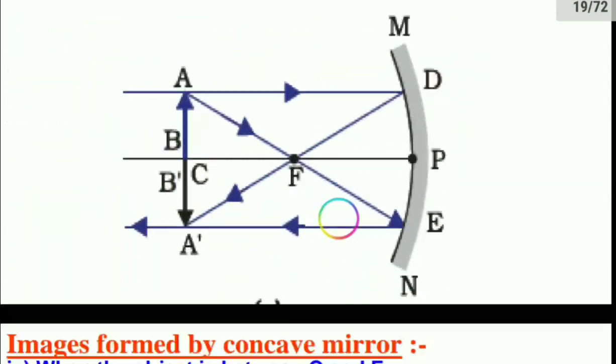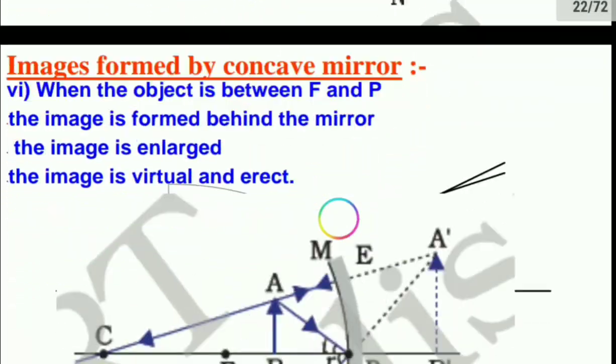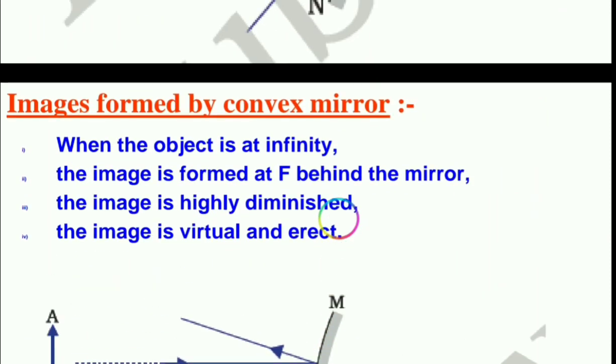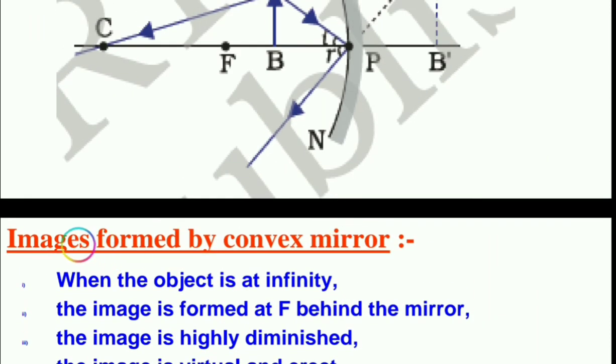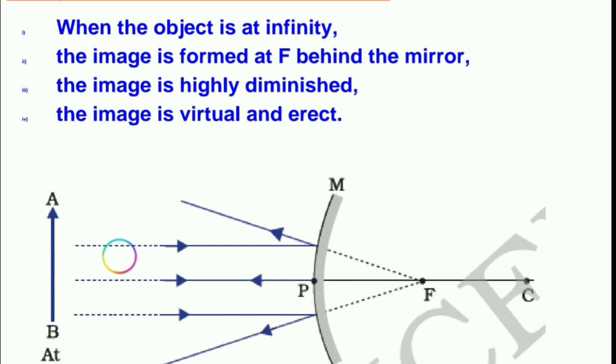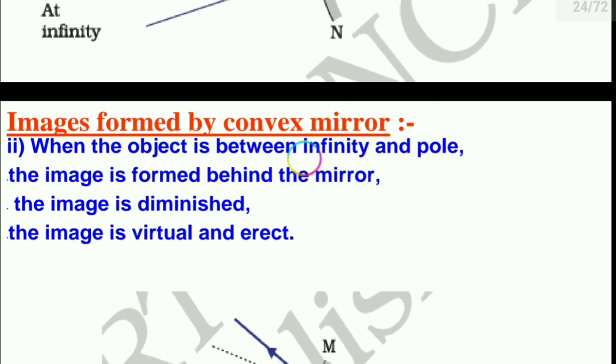Now, after the concave mirror, we'll be dealing with the convex mirror. For a convex mirror, we'll be dealing with only 2 points. First point is the image when the object is at infinity. So, when the object is at infinity, a ray parallel to the principal axis reflects back and seems to appear from the focus. So the image is formed at focus, behind the mirror, the image is highly diminished, virtual and erect.